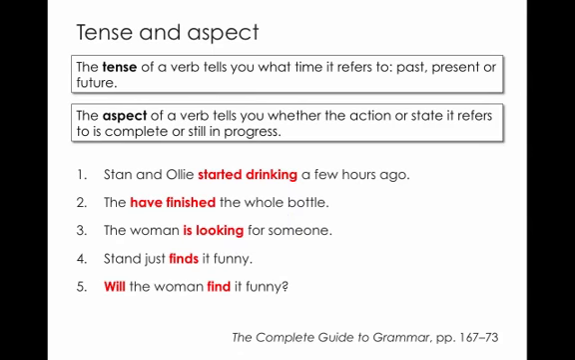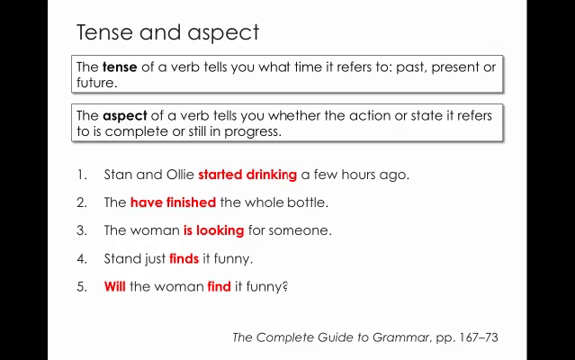Okay, so tense and aspect. We've just considered some examples of this. The tense of the verb tells you what time it refers to, past, present or future, and the aspect of the verb tells you whether the action or state it refers to is complete or still in progress.